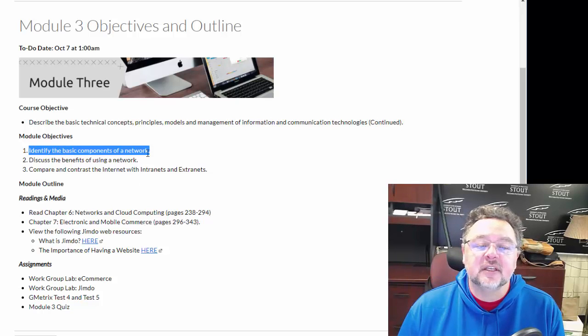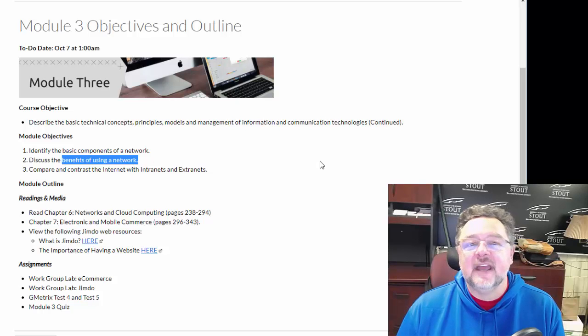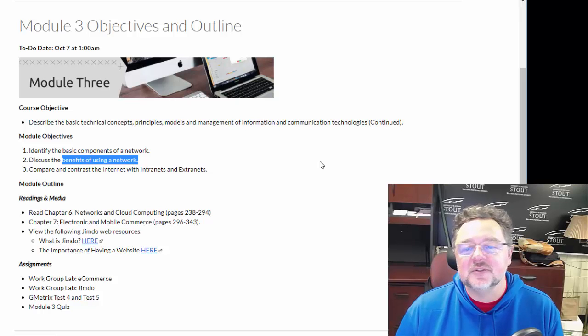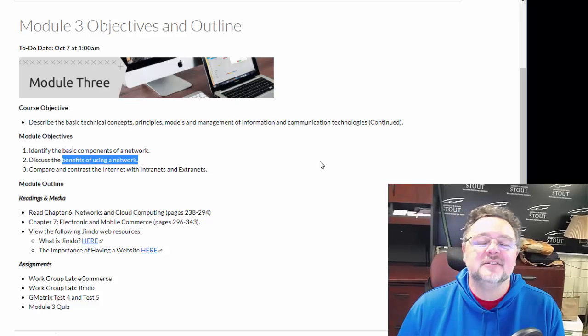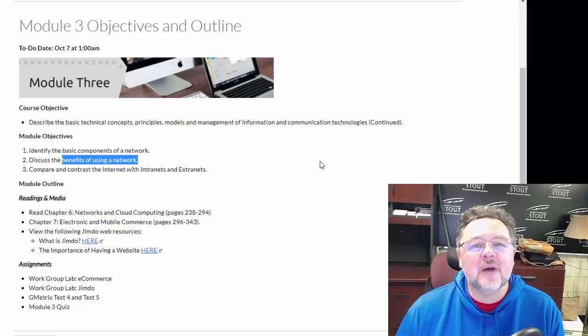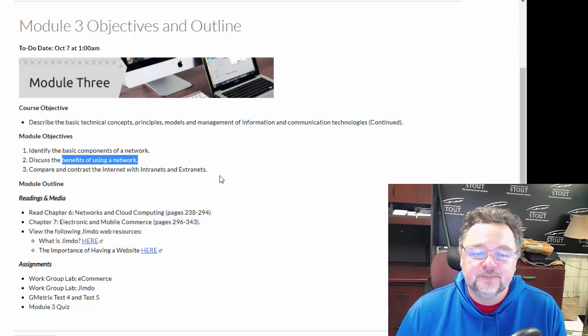Going to be looking at the basic components and the benefits of using a network. So this is actually a relatively new problem, trying to understand how networks work. In my lifetime, it has evolved from something that was really not so much a thing to the point where now it's such an instrumental part of life that we often take it for granted. But we need to understand how it works as we're looking at information and communication technologies in general.